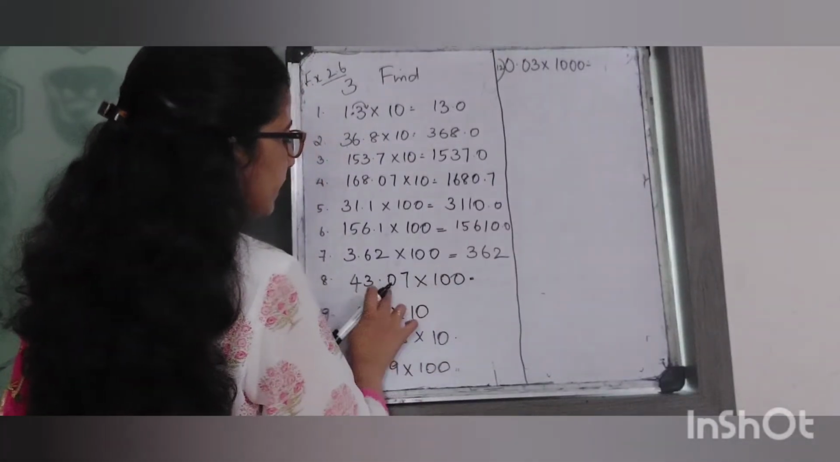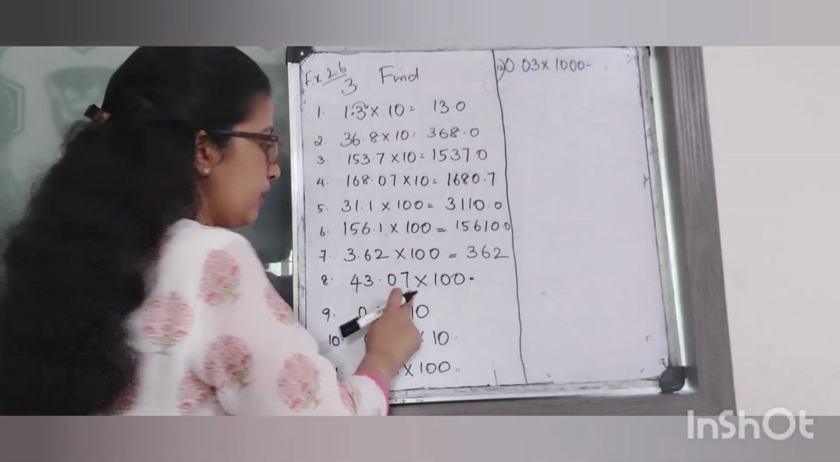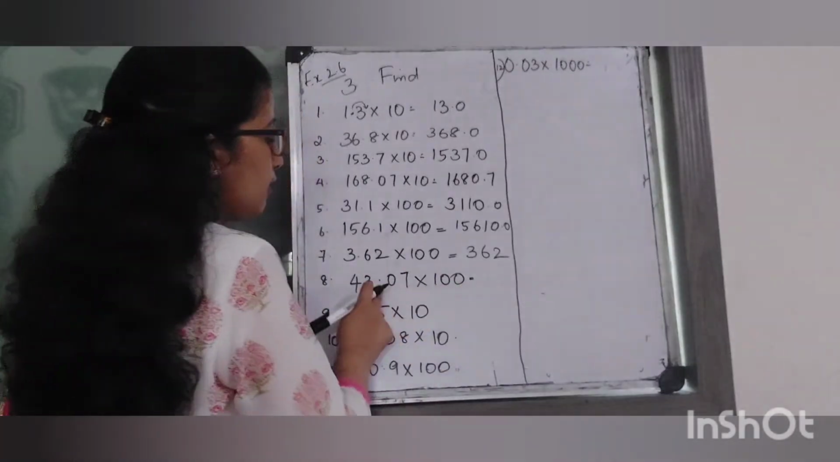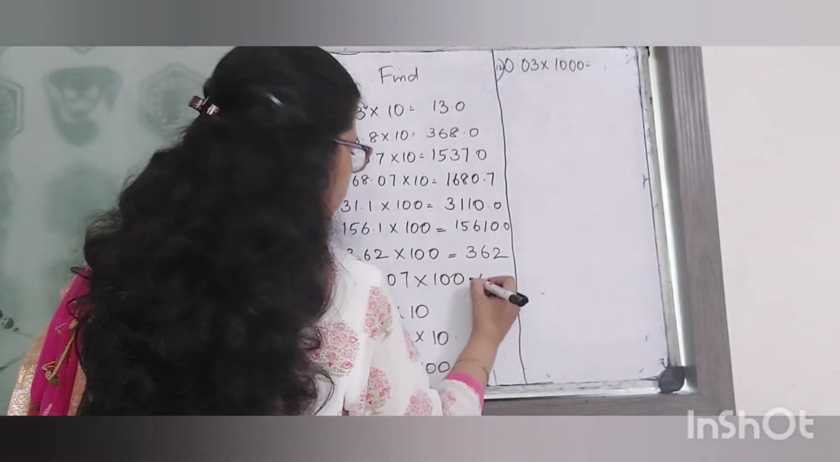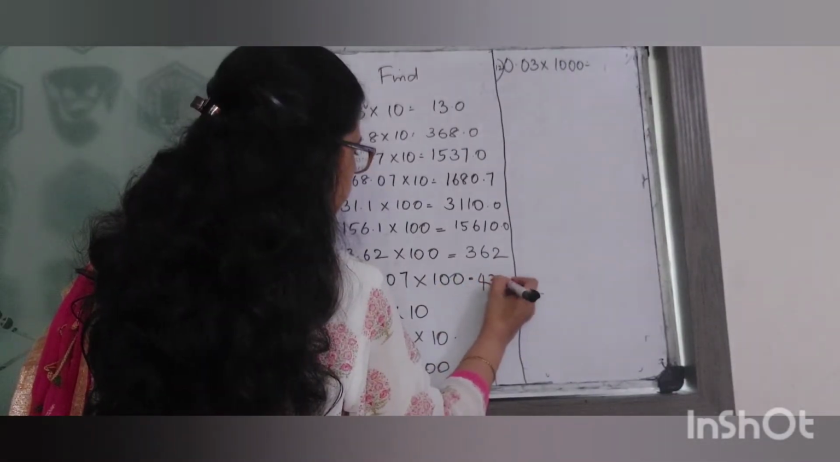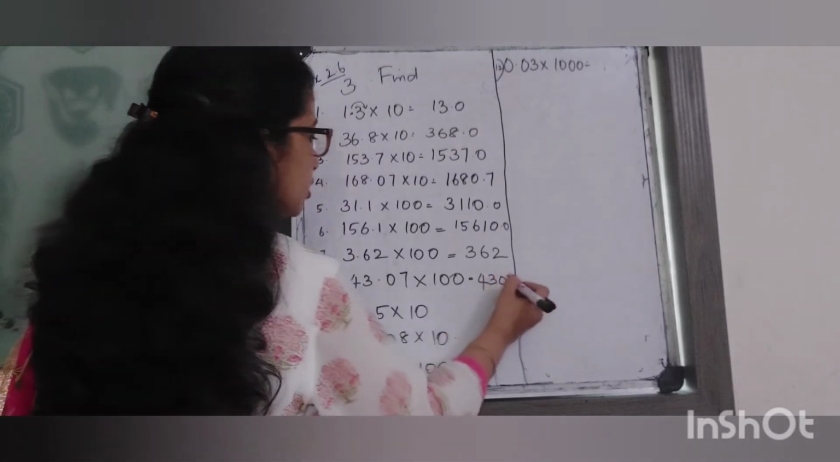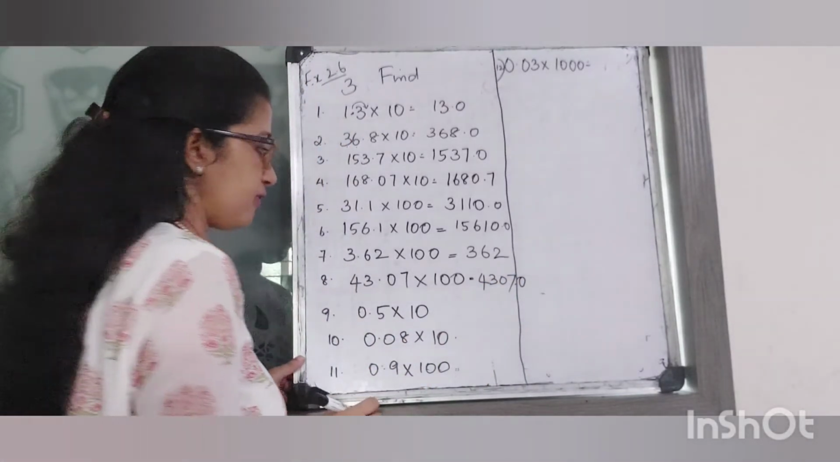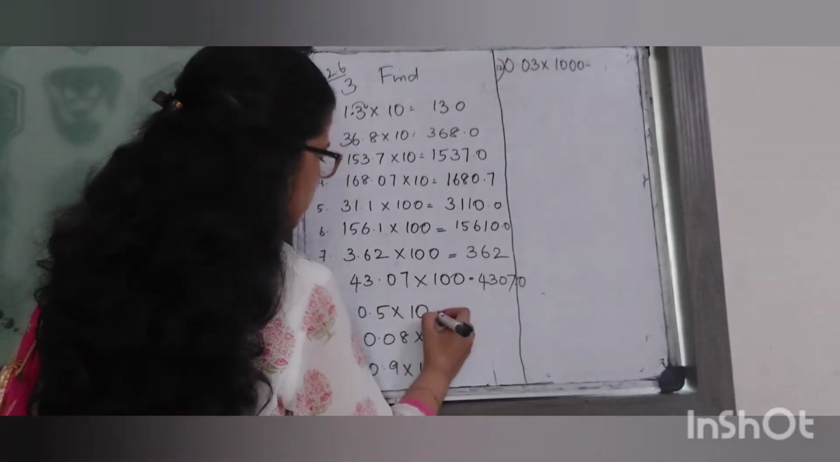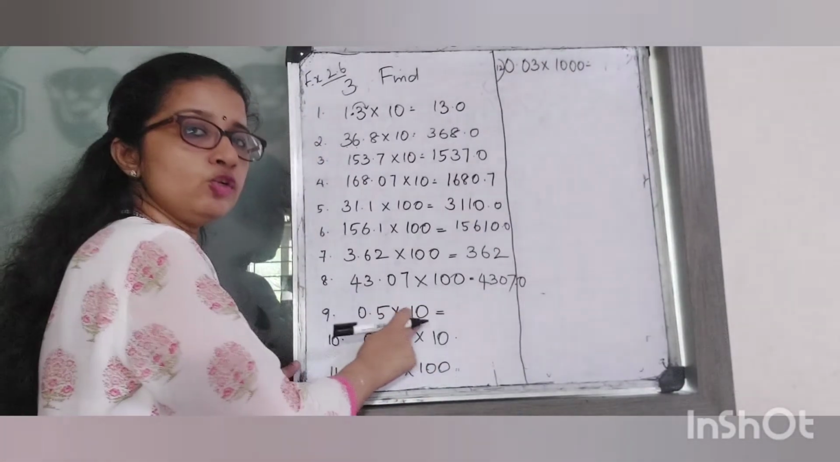Okay. The next question is 43.07 into 100. Again there are two digits to the right. So if you are multiplying by 100, we have to shift the decimal point two digits to the right. So the answer will be 4307.0 or 4307.